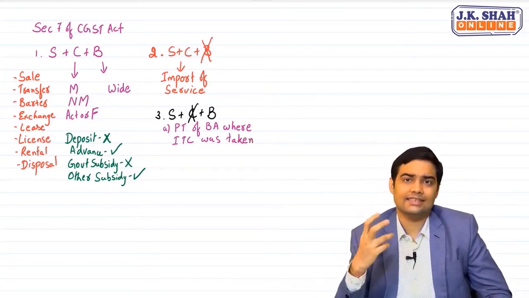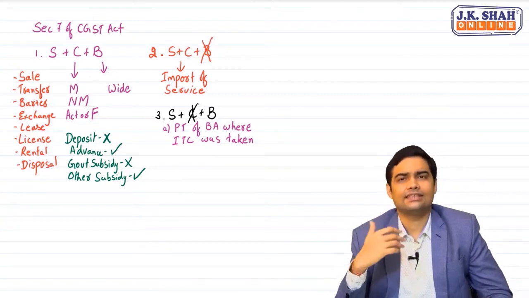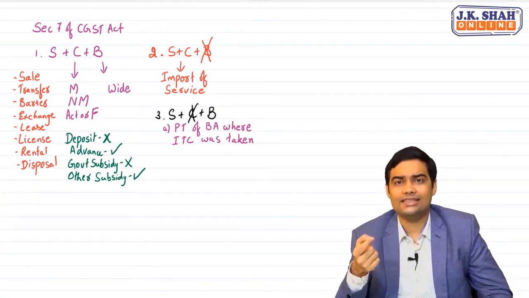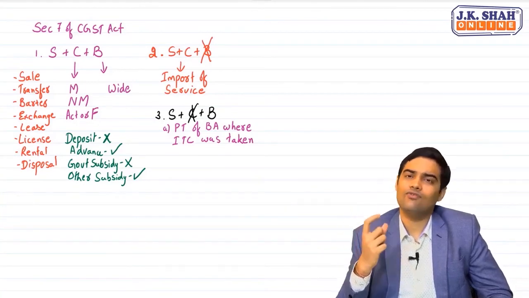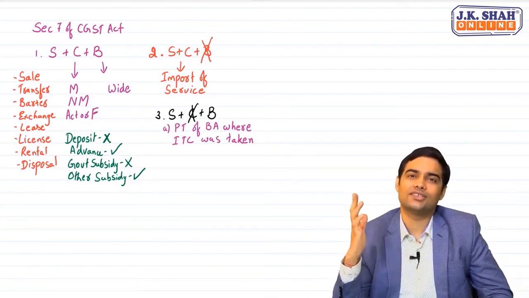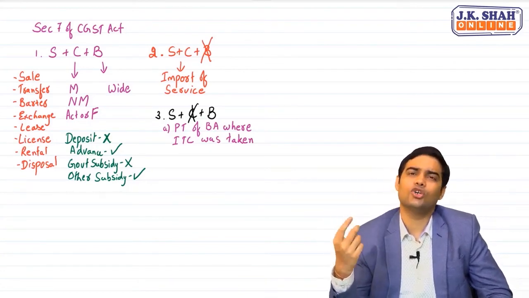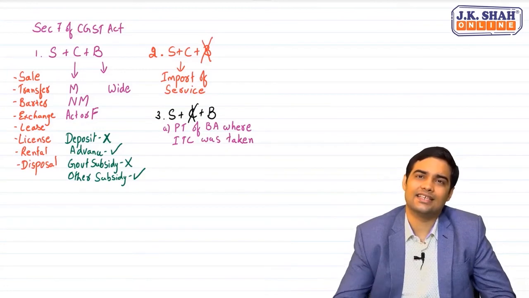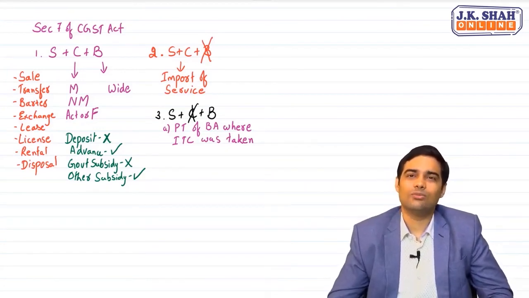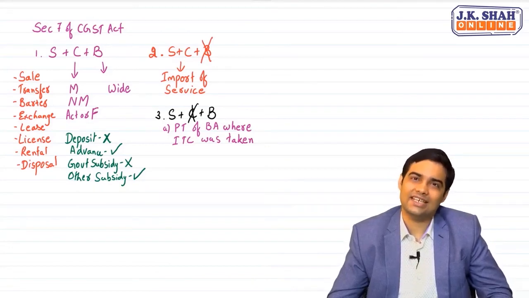I purchased a business asset. Suppose I purchased an air conditioner, and I took the benefit of input tax credit. And now I give it free of cost to a charitable trust or to a friend. In such cases, the government says, if you are so much intended to give something free, please pay me GST as well.